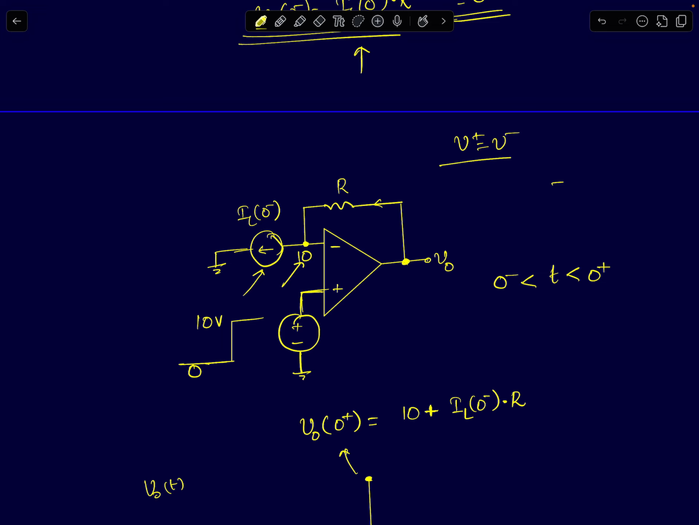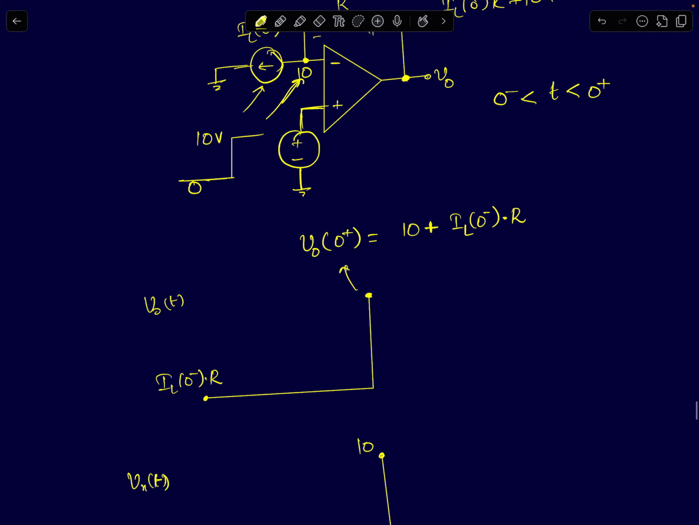Okay, so now the output node voltage is simply given by IL(0-) times R, which is the voltage across the resistor, plus this node voltage, plus 10 volts. So your output voltage will suddenly jump. It initially started off as IL(0-) times R, and then it will suddenly jump by an extra 10 volts at t equal to 0.